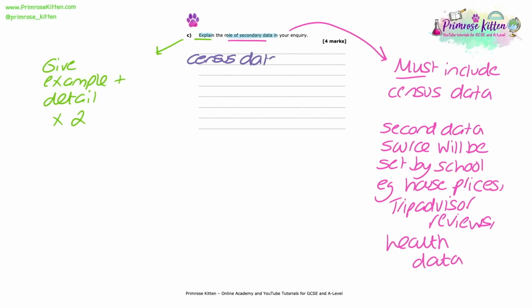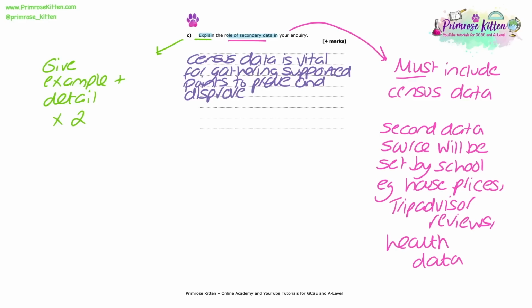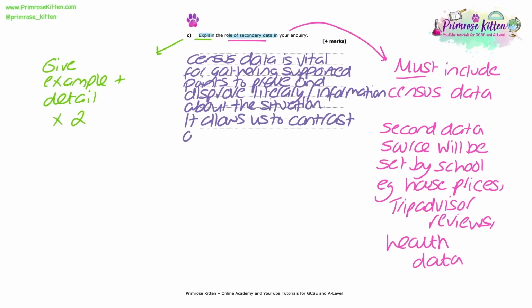A suggested response making use of the census data as an example might give some detail by saying that it is vital for gathering supported points to prove and disprove information about the situation. It allows us to contrast and compare areas of the primary data collected.